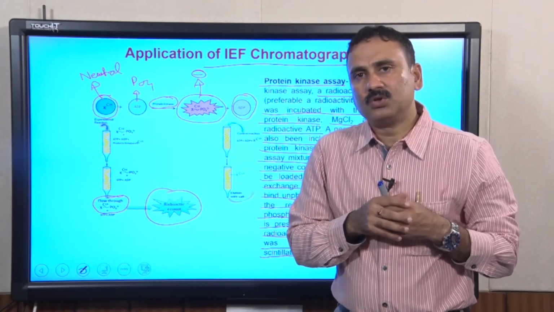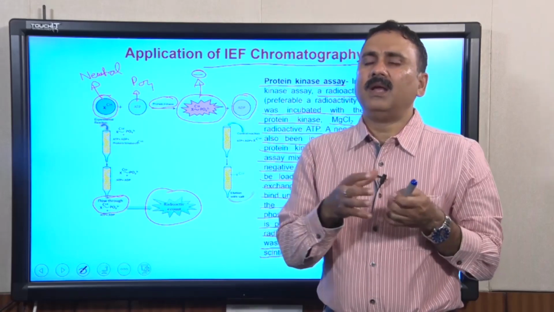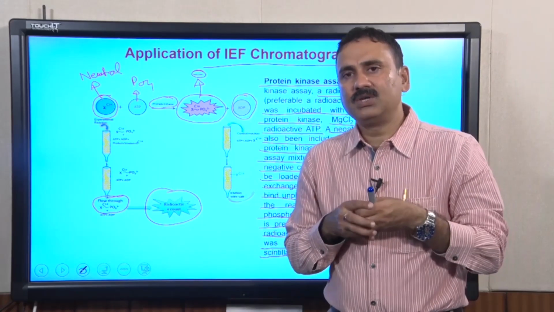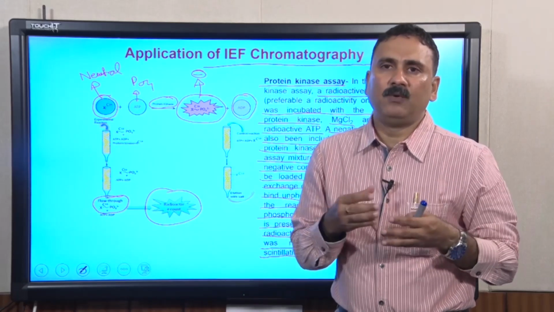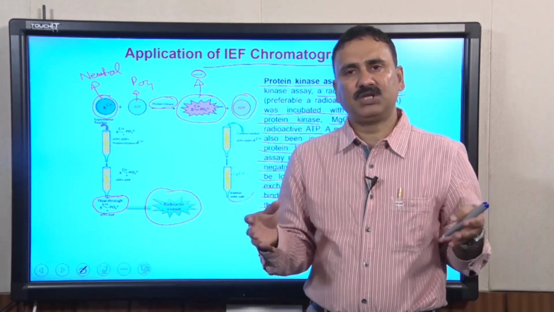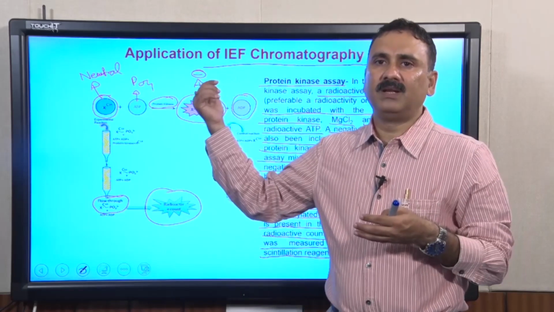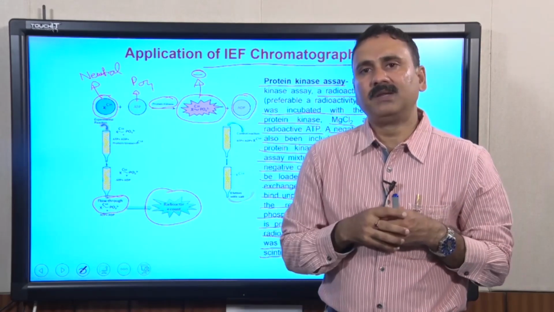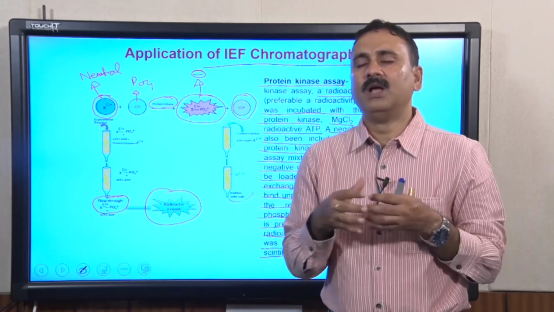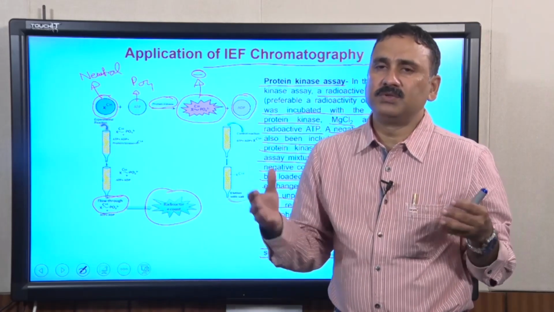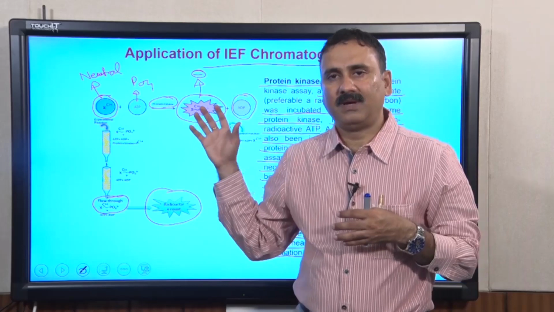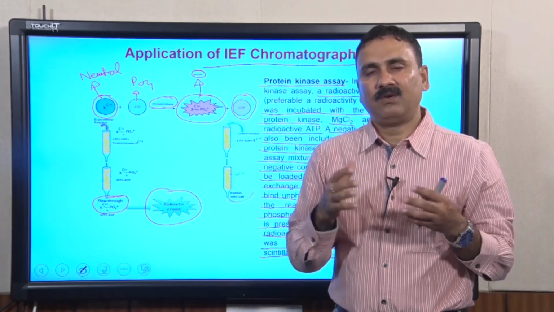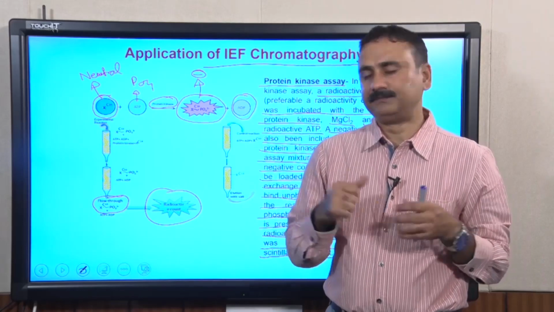But this is not true only for the protein kinase. Any reaction where you will see a change in charge could be used. For example, if you would like to study acetylation, acetylation is going to bring a negative charge. So, acetylation is nothing but the addition of a carboxyl group onto the protein molecules, or sometimes you can also use this kind of ion exchange chromatography to study other kinds of protein modification as well.